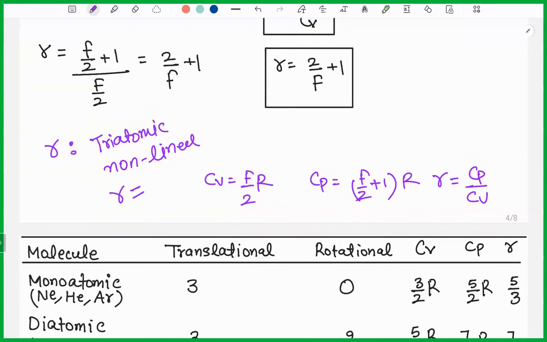Four by three. Everyone, more and more answers. There are 70 plus people in the class. Yes. Four by three. Everyone is getting 4 by 3.